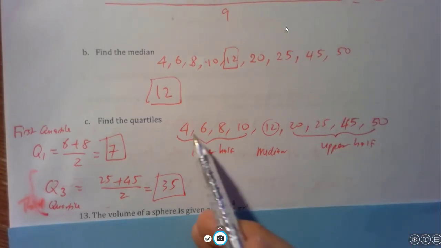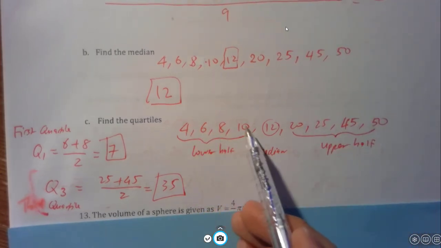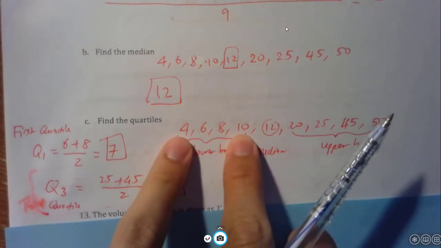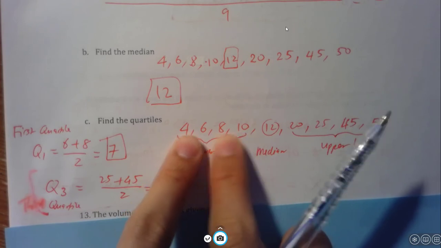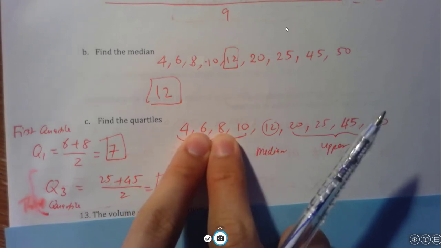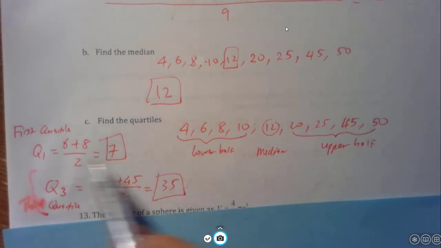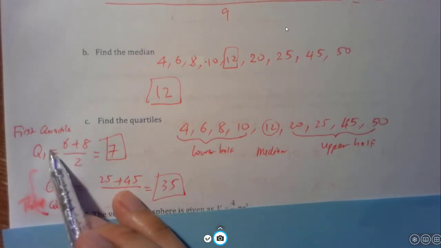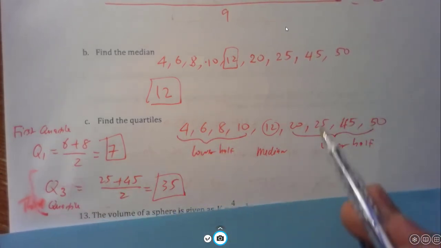So 4, 6, 8, 10 is the lower half. How do I find the median? Again, I go from 4 and 10, come inside to get 6 and 8, because we don't have a single middle value. We add them up together and divide by 2. 6 plus 8 divided by 2. The median of the lower half is Q1. The median of the upper half is Q3.